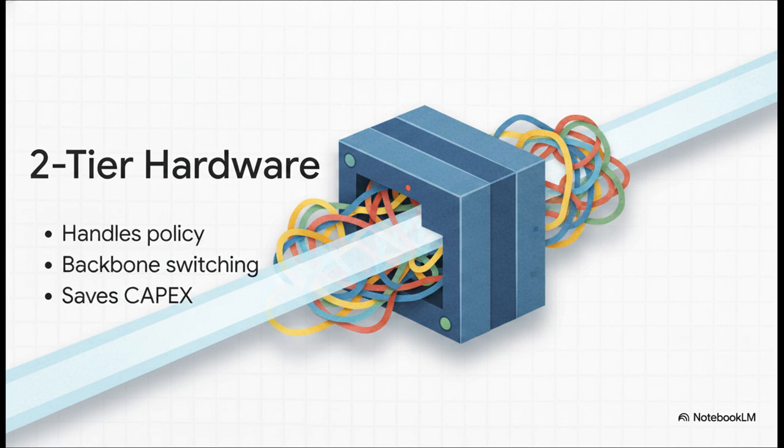However, that CapEx savings comes with a pretty heavy engineering cost that you definitely need to be aware of. Because we've merged those layers, these collapsed devices have to be incredibly powerful. They have to simultaneously handle complex policy enforcement, like your routing, your ACLs, and your VLAN aggregation, and they still have to perform high-speed backbone switching at the exact same time. The hardware literally has to do double duty.